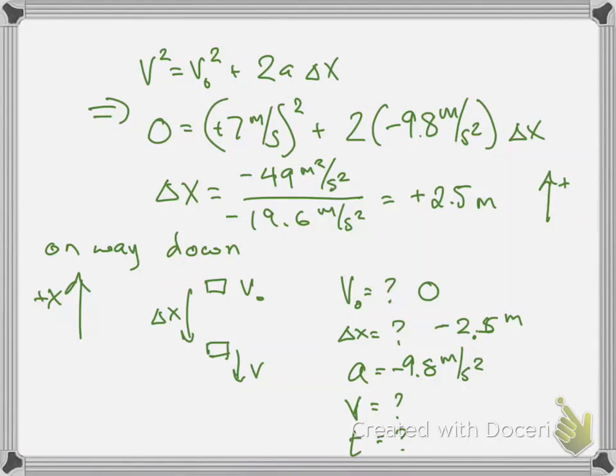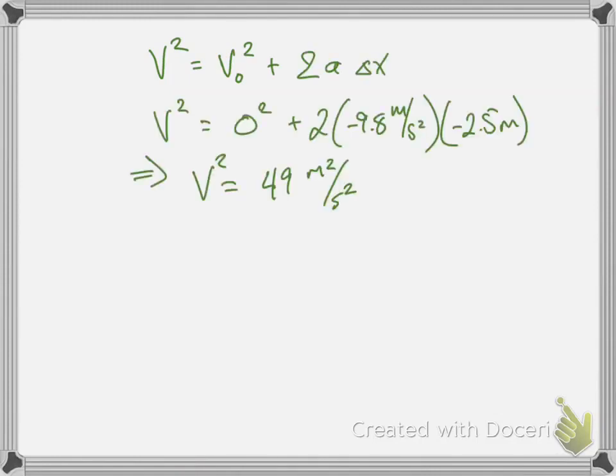In this case, I'm not going to rewrite the three kinematic equations because we've already written them down for this problem, but the easiest one to use is going to be the third one, and so we've got V squared equals V0 squared plus 2A delta X, and we plug in. So when we plug in to that equation, we get V squared is 49 meters squared per second squared. I left it in this form for a reason.